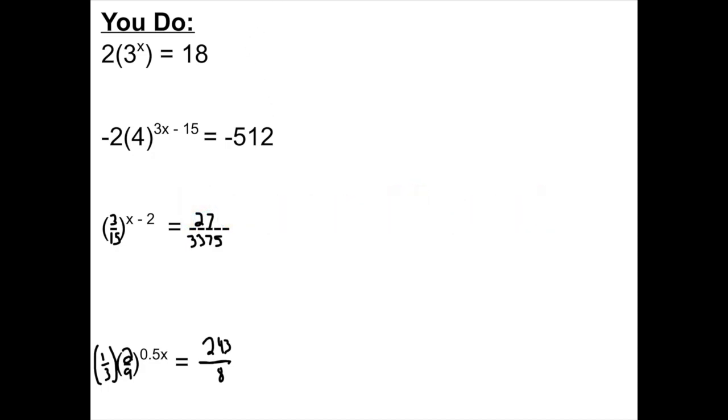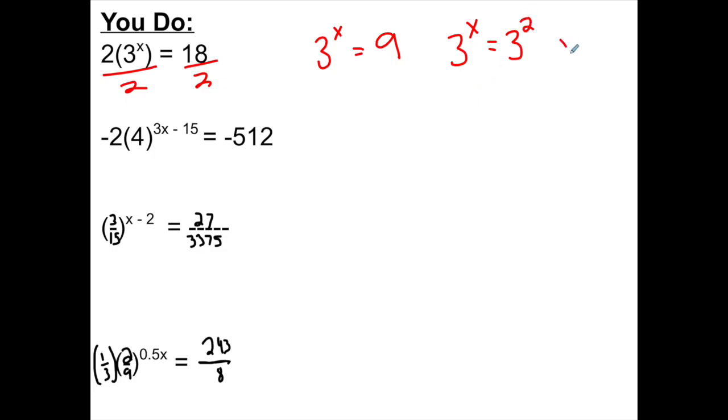All right, so here we go. In each one, we got to ask, is the base alone? In the first one we know, no, it's not. We got to start by dividing by 2. So 3 to the x is equal to 9. Okay, now the base is alone, so we're going to rewrite 9 as a power of 3. So we know that 9 is equal to 3 times 3, so it's 3 squared. So that means for this to be true, we need x is equal to 2.